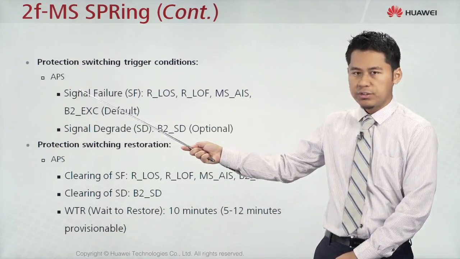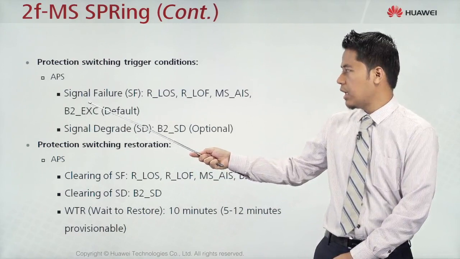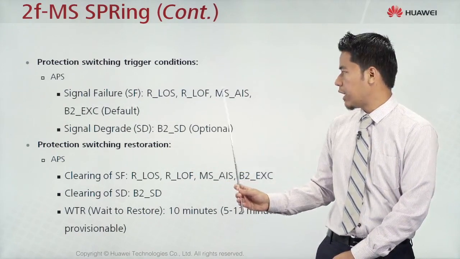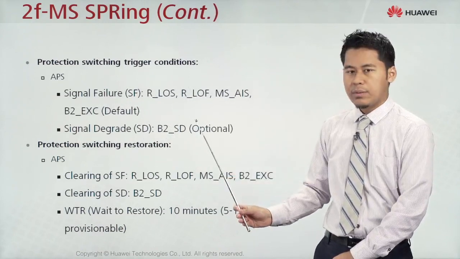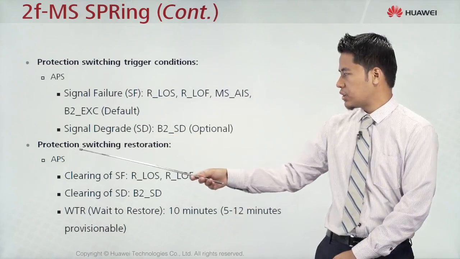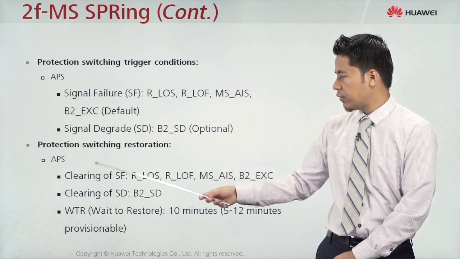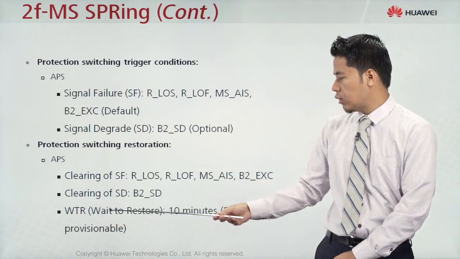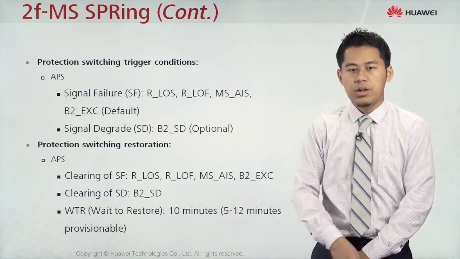The next part will be the mechanism of this protection, which is the APS. APS is required when this protection is triggered. Here we have alarms that are involved, for example signal failure. This is an alarm that involves RLOS, RLOF, MS-AIS, and the rest. For signal degrade, it refers to the power. If your power is degraded, it might affect your services. Here, for protection switching restoration, the APS might be required. This is clearing for the SF. Most of the time, if you apply revertive, you have to set the wait to restore. For example, here, 10 minutes, with a duration of 5 until 12 minutes.